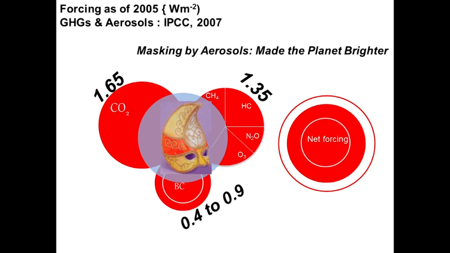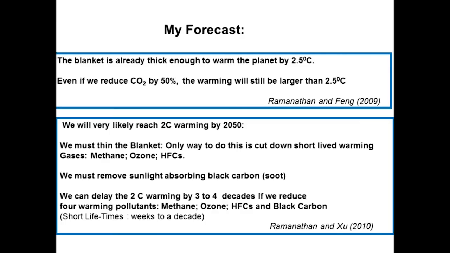So when we take the masking effect, which is roughly 50%, the issue is we have not seen the real beast. When you factor that in, then you can explain why the planet has warmed only one third of it.